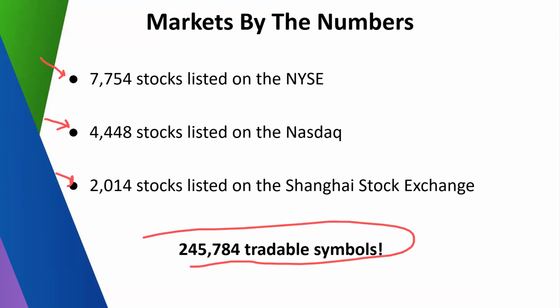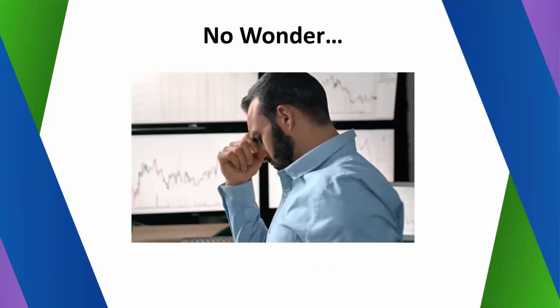In fact, when you combine it all together, all the pink sheets and the Canadian and German exchanges, the other commodity and futures markets and currencies and other liquid, illiquid REITs and MLPs and preferreds and fixed income and spreads, you're looking at over 245,000 tradable symbols. Think about that. 245,000. No wonder that 97% of average everyday traders and investors start off behind the 8 ball.